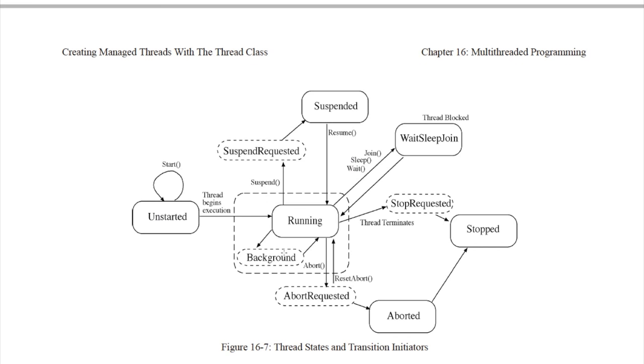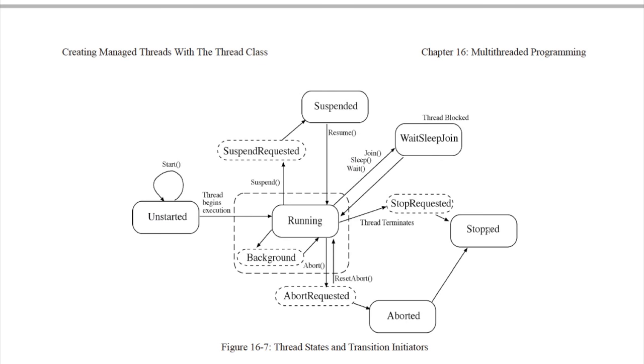You can send a suspend method, right? You can call the suspend method on it, and then the resume method, and you can call sleep, wait, or join. One of those methods, and it's in the sleep, wait, join state. In other words, the thread's blocked at that point. You can request the thread be stopped. Well, stop requested, I should say. You can send abort, right? And then abort requested, and it goes into the aborted state for a little while, and then into the stopped state.